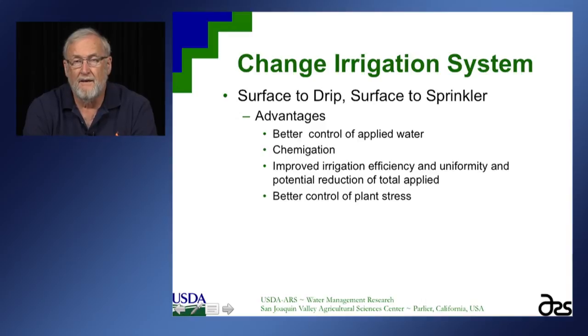Basically, when you go from a surface system, which is a gravity supplied system, then to a drip or sprinkler system, which are all pressurized systems, the first advantage is you have better control of the applied water. You also have the capability of chemigation. So you can apply fertilizers through the water stream and get a lot better distribution of that and better uptake, actually. That's oftentimes responsible for some of the better yields we see. So you have better irrigation efficiency, uniformity, potential reduction of applied water, better control on plant stress.